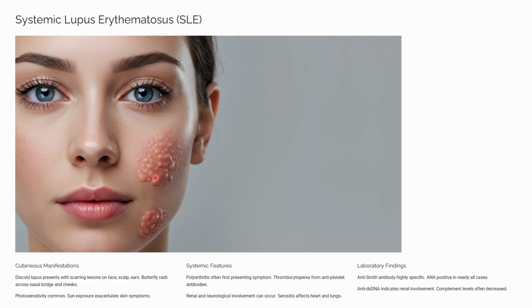What is the diagnostic feature for SLE? Anti-Smith antibody is highly specific. Anti-nuclear antibody is positive in nearly all cases. Anti-dsDNA will indicate renal involvement.